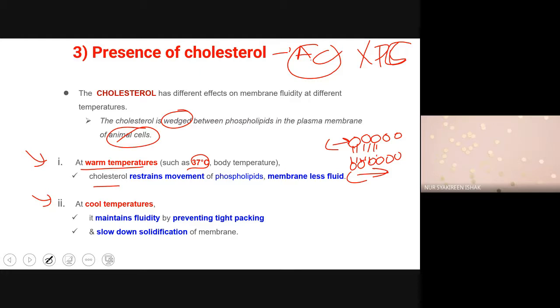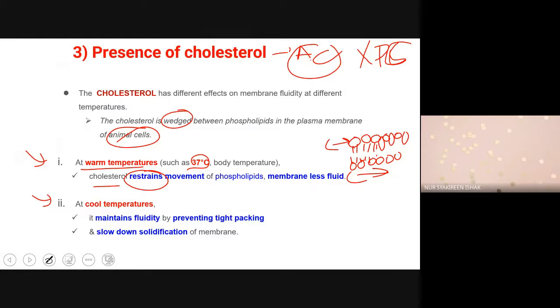So in order to restrain, kurangkan pergerakan fosfolipid tu, kena ada kolesterol in between, kan? Dia macam bertindak sebagai penghadang lah, kan? So penghadang dekat untuk menghalang fosfolipid tu daripada bergerak terlalu laju at warm temperature. So that is the function of cholesterol at warm temperature.